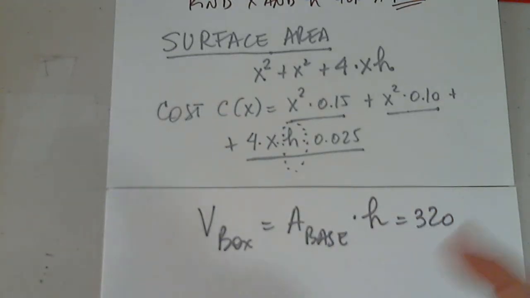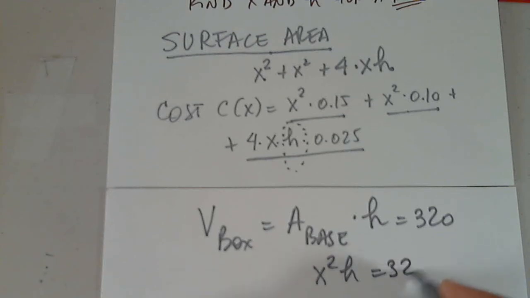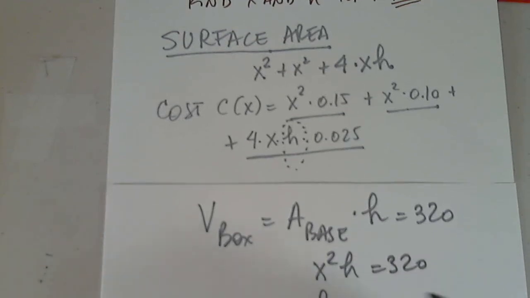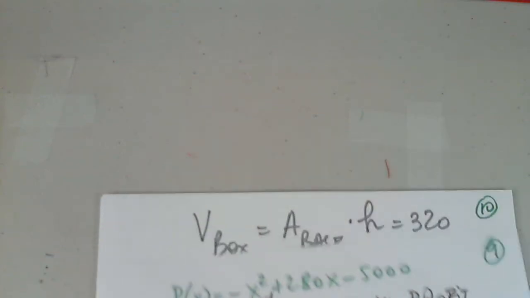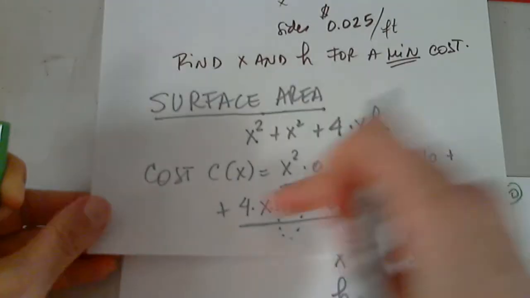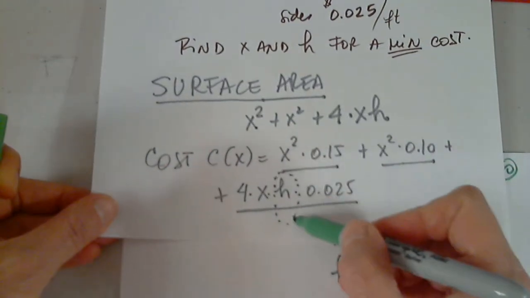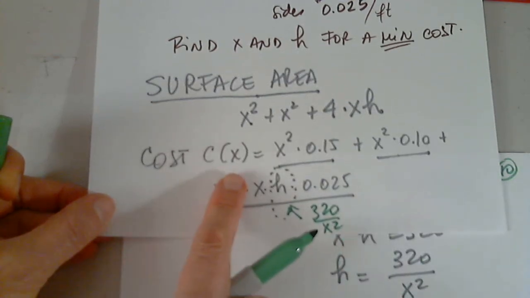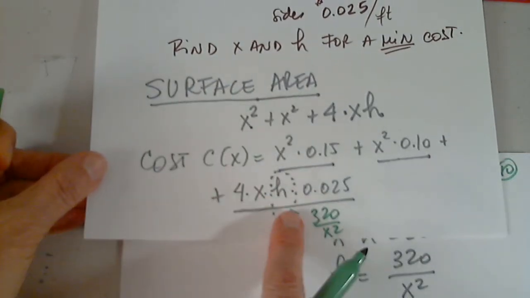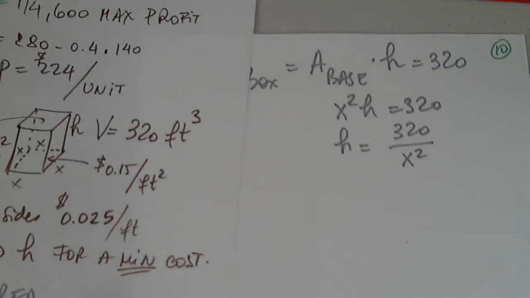The area of the base is very clear. It's a square. So from here, I will solve for the height: 320 over x squared. Okay, so now I'm going back to replace this by 320 over x squared. And only then I can say for sure this is a function of one variable. Right here, I should not have written it because I did not replace h.